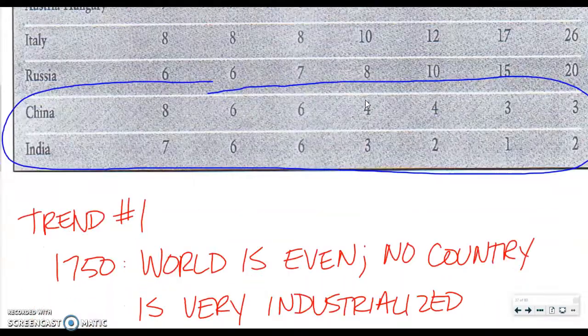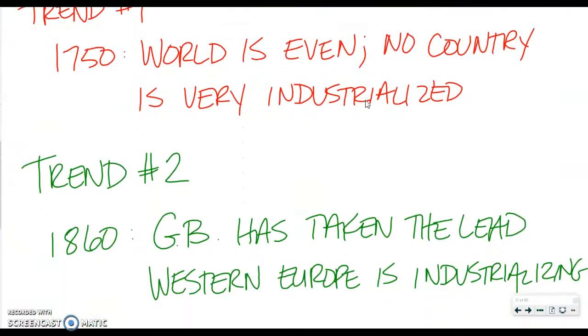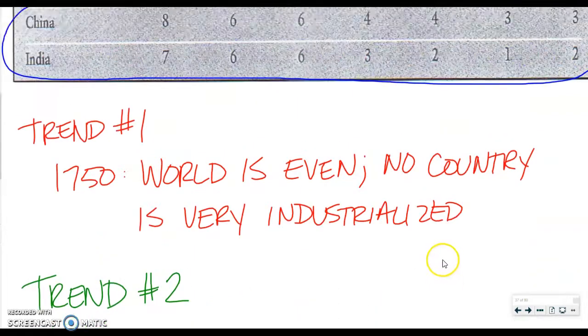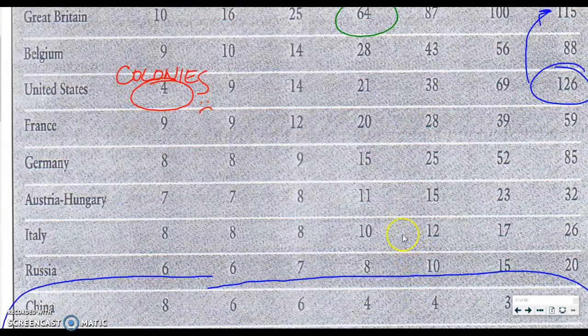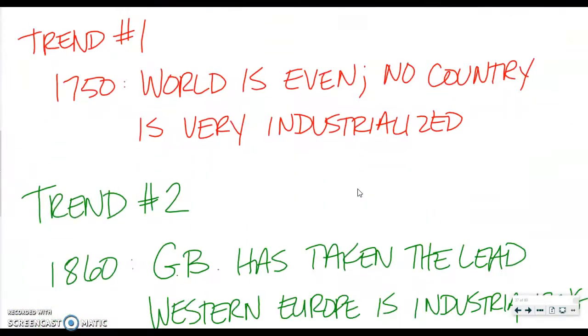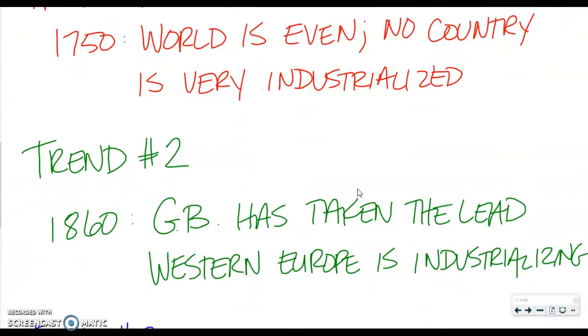So our trend number two for these notes is that by 1860, the British have taken the lead. Great Britain has taken the lead. Western Europe, though, is also industrializing. So when you look at our Western countries, British, Belgium, France, Germany, these are all the countries that are going to begin to industrialize. So we're starting to see those trends happen, right? The British have taken the lead and Western Europe is industrializing.